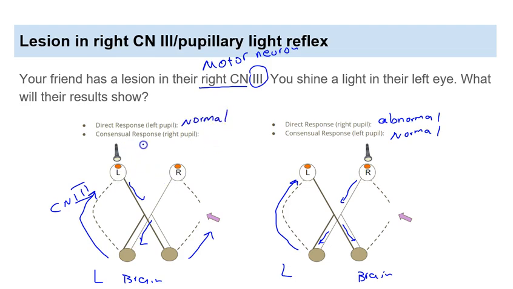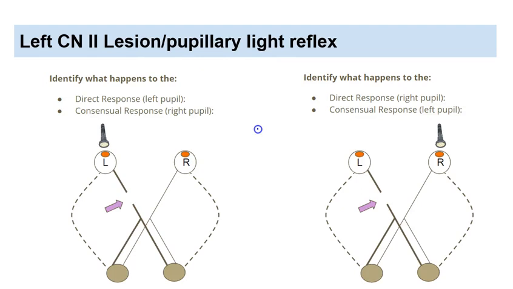What about the consensual response at the right pupil? If you shine the light to the left side, then through the cranial nerve number 2, we can send the signals to the right brain with no problem. But the way that cranial nerve number 3 should get back to the eye is not working. So it means we're going to get the abnormal result.